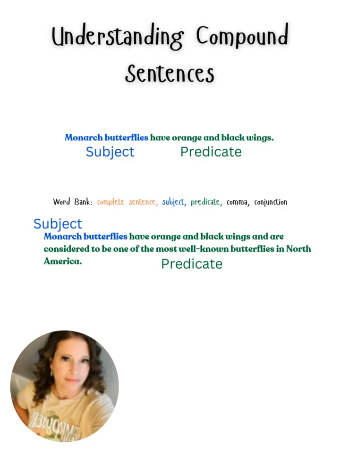So we have two independent thoughts and ideas. We have monarch butterflies have orange and black wings, and we have monarch butterflies have orange and black wings and are considered one of the most well-known butterflies in North America.